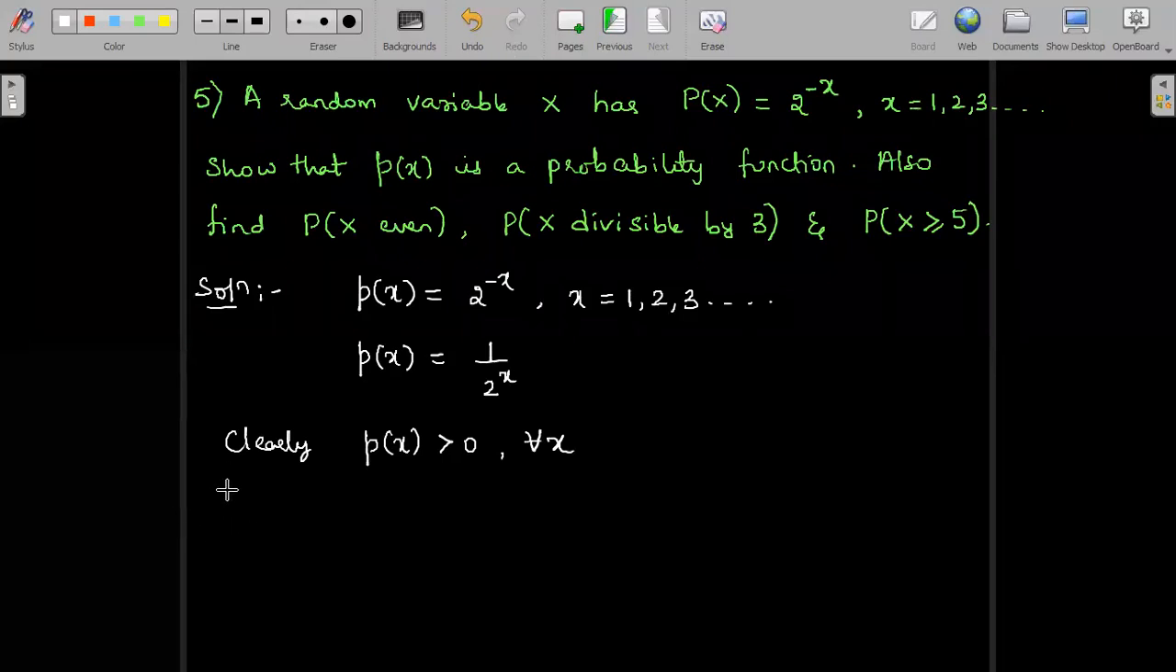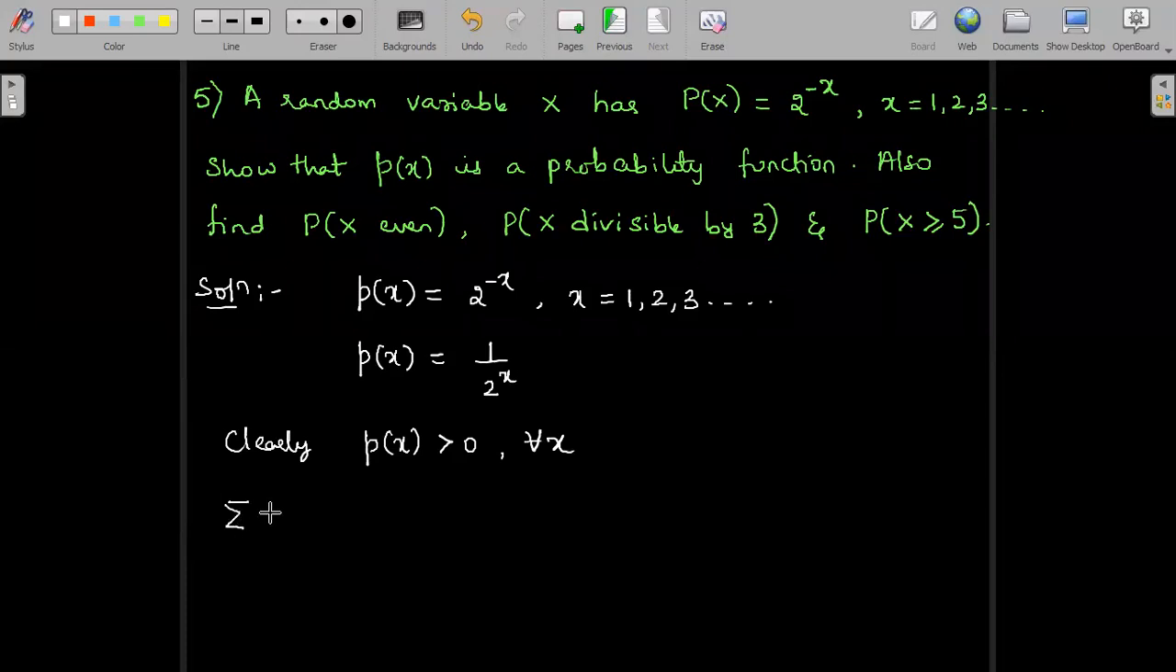Now we will see the second condition getting satisfied. In order to say it is a probability function, it also has to satisfy the summation of P of x values. So let us sum up all the probability values and check. Summation x equal to 1 to infinity, because that is the x value that it is taking, of P of x, given by 1 divided by 2 power x. So let us expand this. When x is 1, this is 1 by 2 plus 1 by 2 square plus 1 by 2 cube, etc.